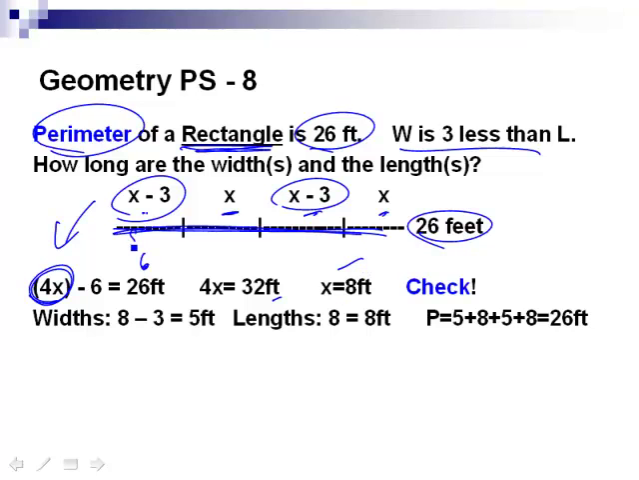That means I have 8 minus 3 here, 8 here, 8 minus 3 here, and 8 here. All right, and then 8 minus 3 is 5, and the lengths are 5. And here, add it all up, gives me the 26. Works out pretty good, doesn't it?